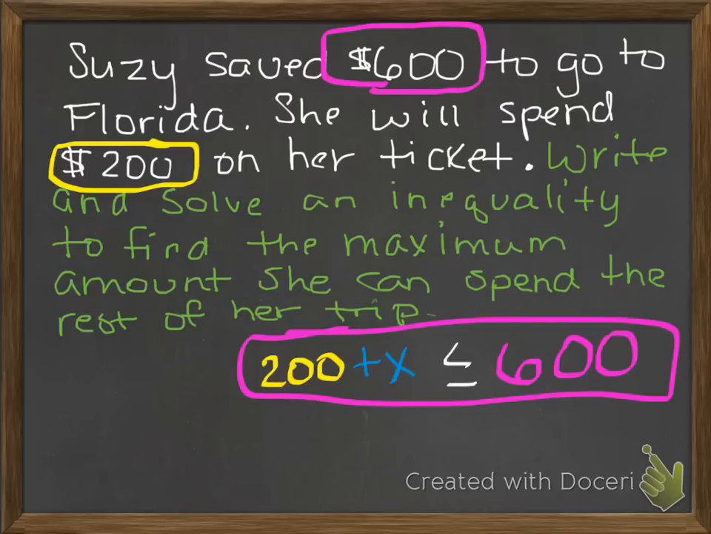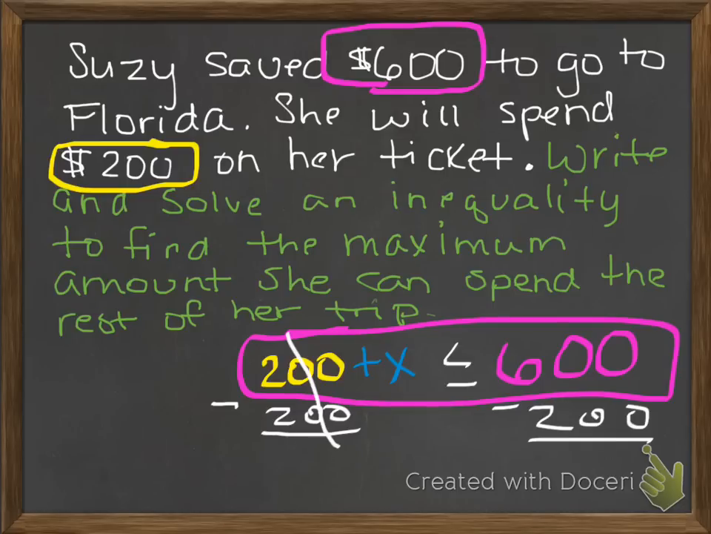Then my next line is going to be solving that problem. So what I would do is just subtract 200 from each side, like you probably did in your head as soon as you saw the problem, and you are left with x is less than or equal to 400, meaning she can spend $400 for the rest of her trip and still stay on budget for her $600.